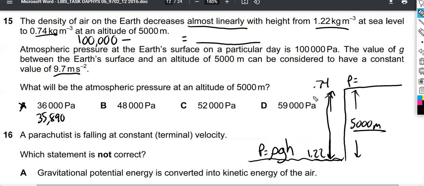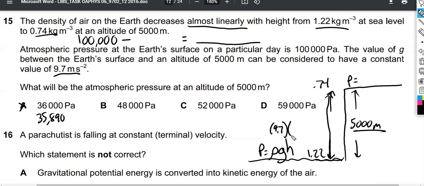5,000 meters of air. So I'm going to use 9.7 per G. The units are all good, right? Meters per second squared, meters. So we're going to get newtons per meter squared or pascals of pressure. So there's no conversions here, right? Everything is kilograms per cubic meter. It's all the SI units.